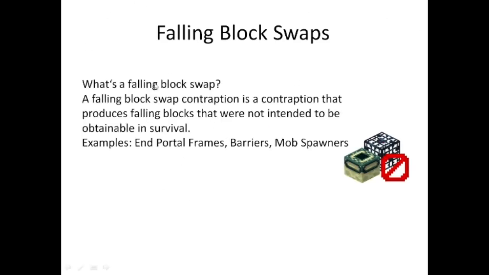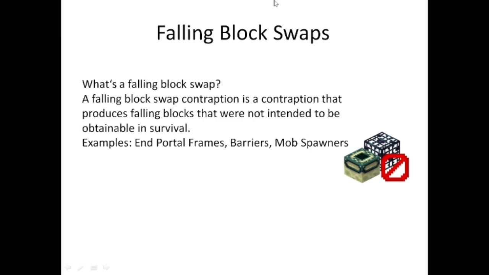In this video, we will be talking about falling block swaps. Now you will ask, what is a falling block swap? A falling block swap is basically a method that allows you to get falling blocks of blocks which you usually can't get in the game. Usually in the game, you can only get falling blocks of sand, gravel, dragon eggs, anvils, and concrete powder.